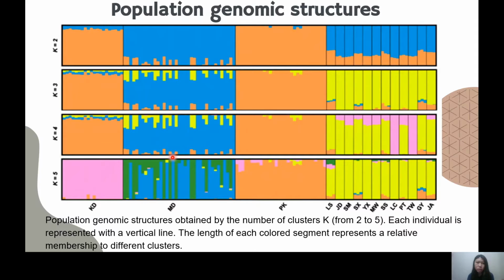Second, the population genomic structure is analyzed. At K equals 5, the KD and PK were separated and a subdivision in MD is observed. The genomic relationship among the 15 duck breeds observed at K equals 5 is consistent with the result of PCA.